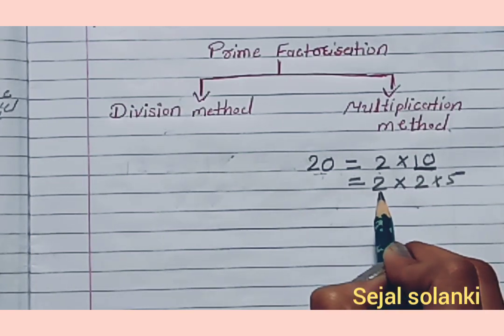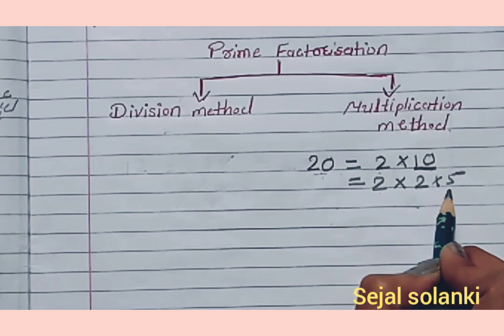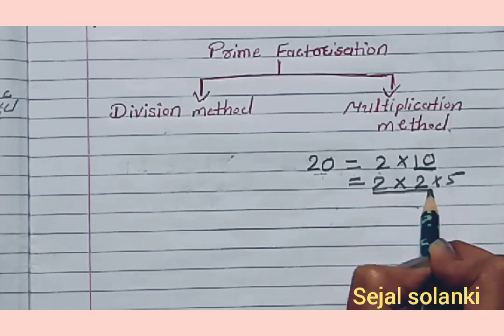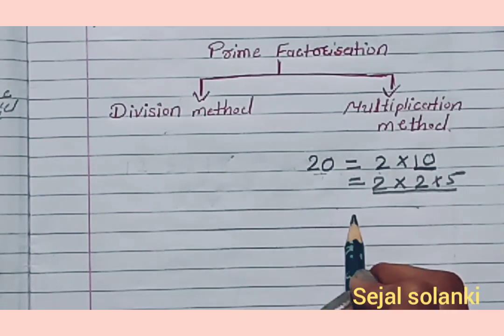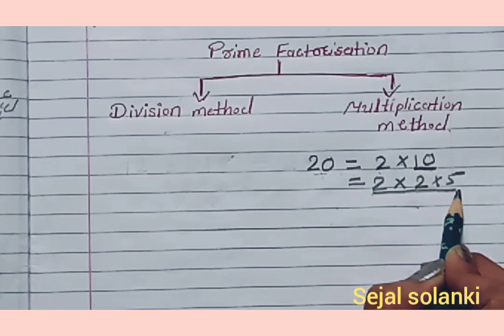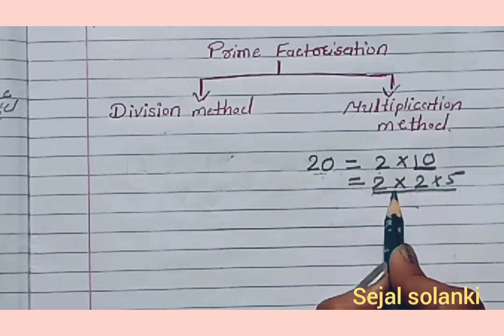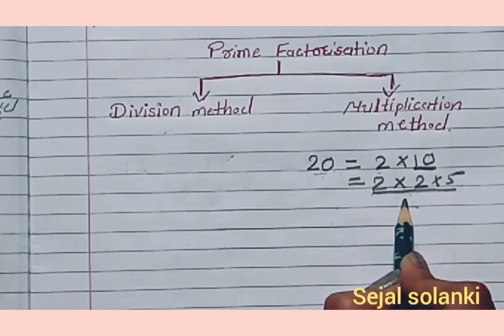Okay. So now we will check the prime numbers. 2 is a prime, 2 is a prime and this 5 is also a prime. So we get these prime factors of 20. 2 twos are 4 and 4 fives are 20. Yes, we got the answer. So these are the prime factors of 20. This is the multiplication method.